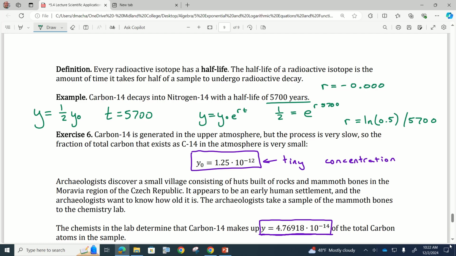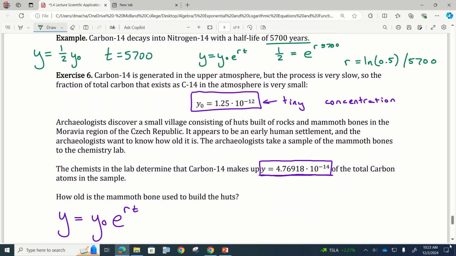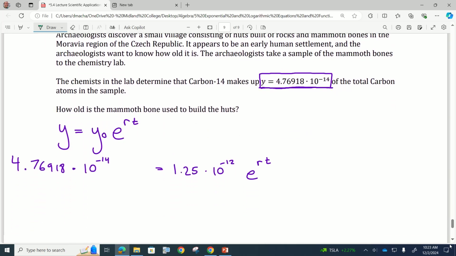Should be negative 0.000121? Is that right? Okay. So r is negative 0.000121. It's a really small number because the half-life is 5,700 years. It has a long half-life. But r is negative 0.000121.